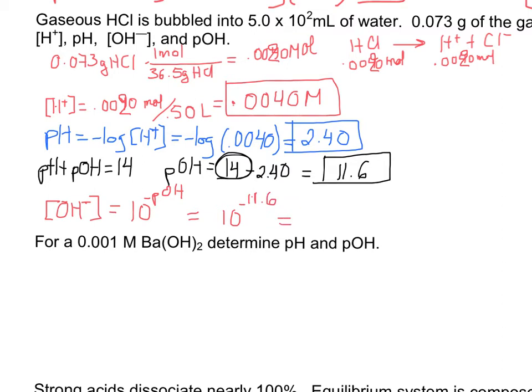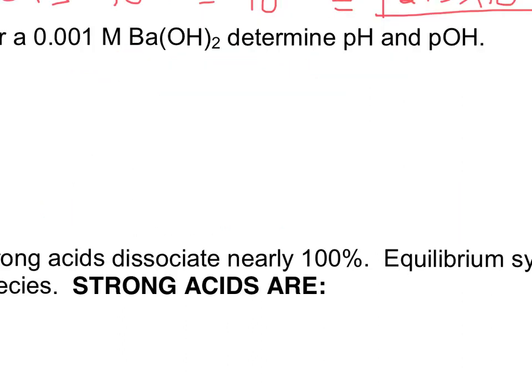And so when you punch that into your calculator, you get 2.5 times 10 to the negative 12 molar. Next problem, we have 0.001 molar of barium hydroxide. We want to determine the pH and the pOH. So again, barium hydroxide is a strong base.